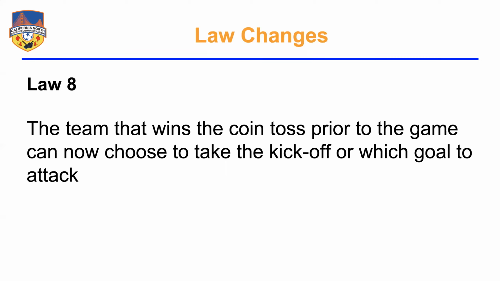That is a change because up until now, when you toss the coin, whoever won the coin toss had to decide which end of the field they wanted, and the team that lost the coin toss automatically got the ball. Now, you toss the coin before the game, and whoever wins the coin toss is allowed to choose: do they want the ball at kickoff, or do they want to choose which side of the field they're going to start on? Pretty straightforward change.